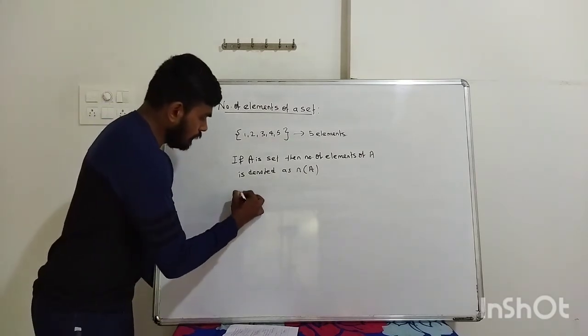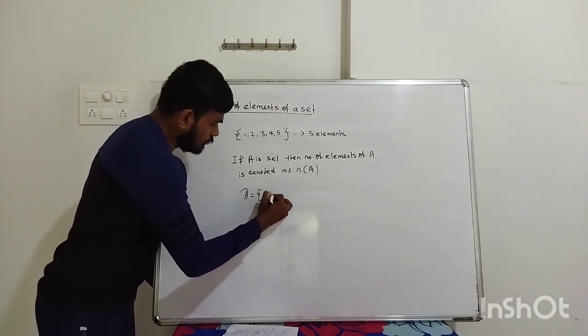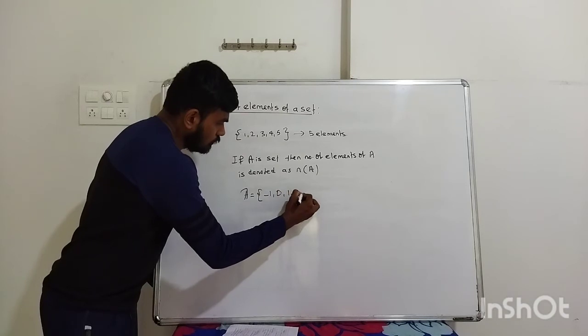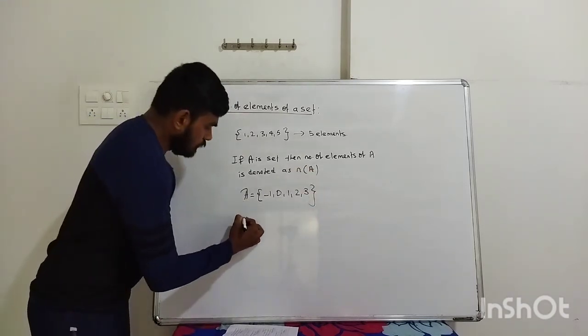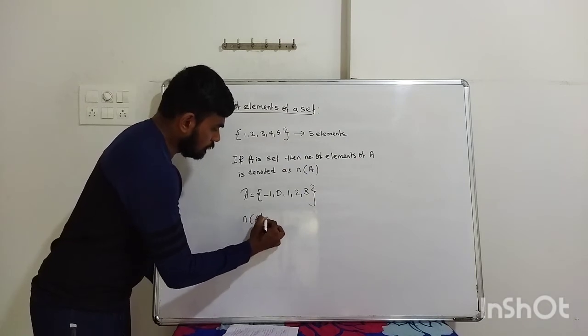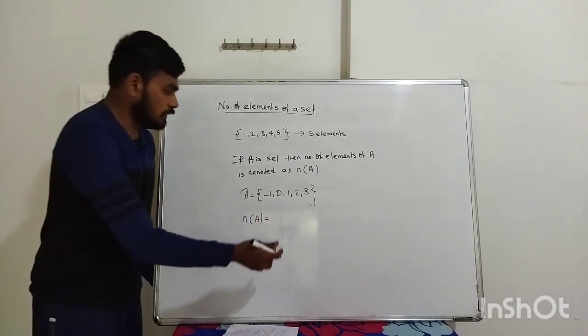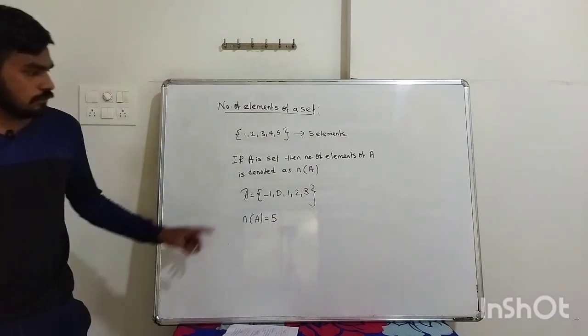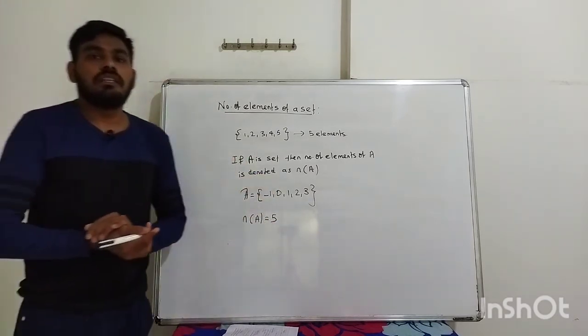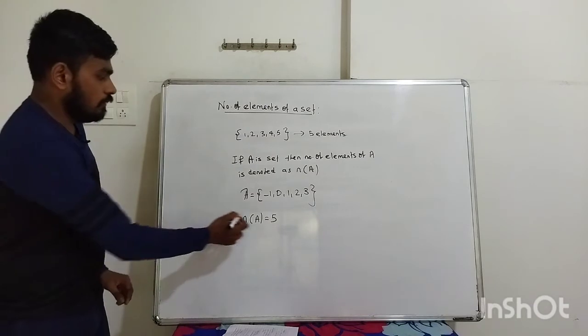For example, if A is equal to {-1, 0, 1, 2, 3}, then n of A, or number of elements of A, will be what? You just have to count: 1 2 3 4 5. So 5. If A is {-1, 0, 1, 2, 3}, the number of elements of A is 5.